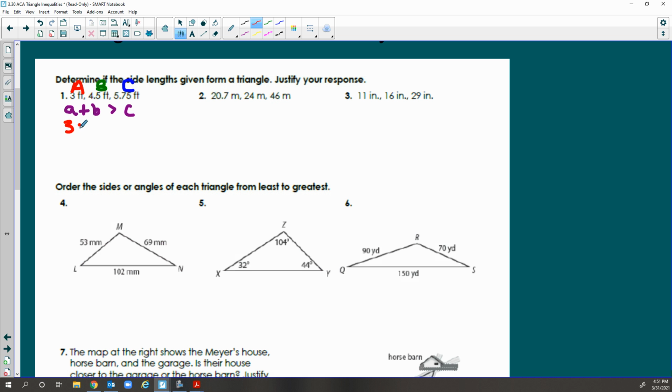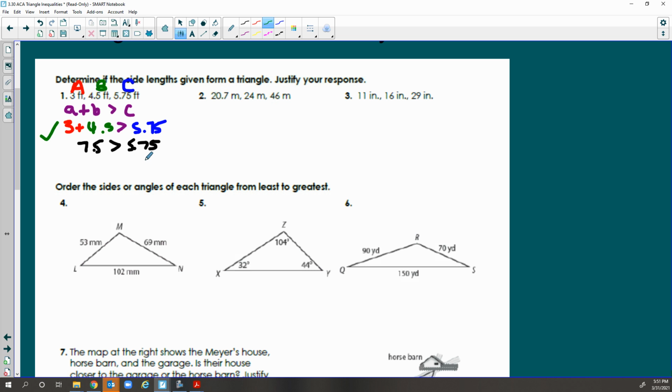If A and B add together and they're bigger than C, it's going to work. 3 plus 4.5 is greater than 5.75. I'm going to add 3 and 4.5, and I will get 7.5, which is greater than 5.75. So that means the two short sides, when I add them up, are bigger than the leftover side. So I know right away this triangle is going to exist.